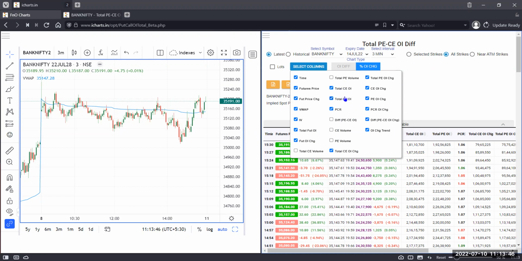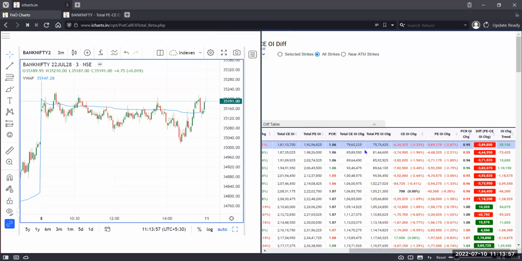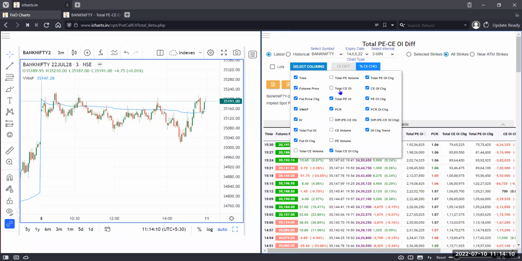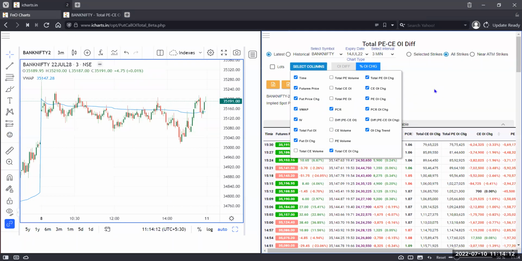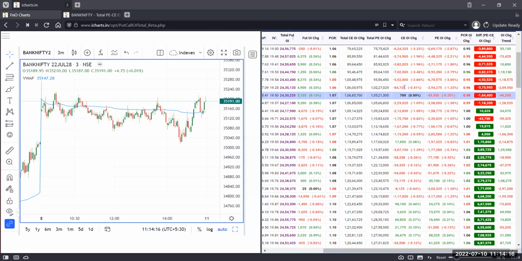And total PEOI change, total CEOI change was also missing recently. So we have added it back. Over here, I've selected total CEOI change, total PEOI change. I'll just remove these OI columns, I don't need them right now. Total CEOI, total PEOI, I don't need this.